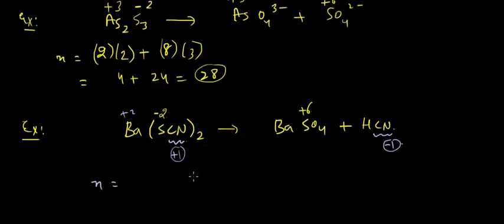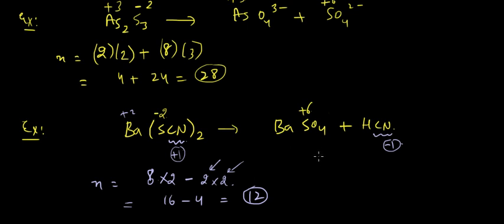So the N factor would be, for the oxidation, 8 electrons released by the sulfur atom, and the total number of moles of sulfur in this compound is 2. This is getting oxidized, and what is getting reduced? CN is getting reduced from +1 to -1, so 2 into 2. 2 is the number of electrons accepted by CN and the number of moles of CN in the compound is again 2, so the answer would be 16 minus 4, which is 12. Okay.